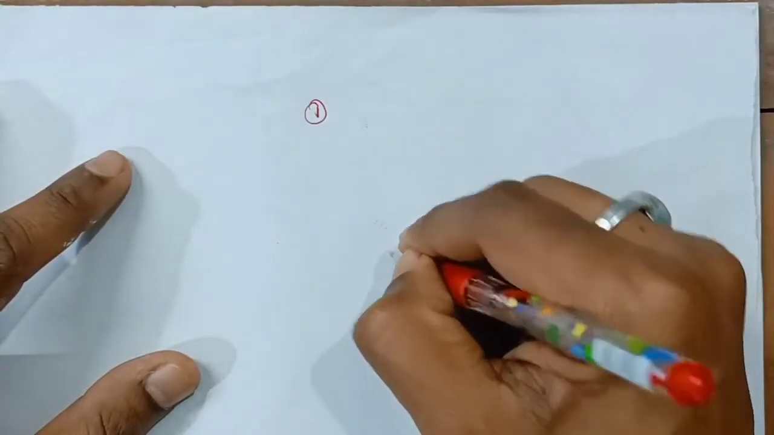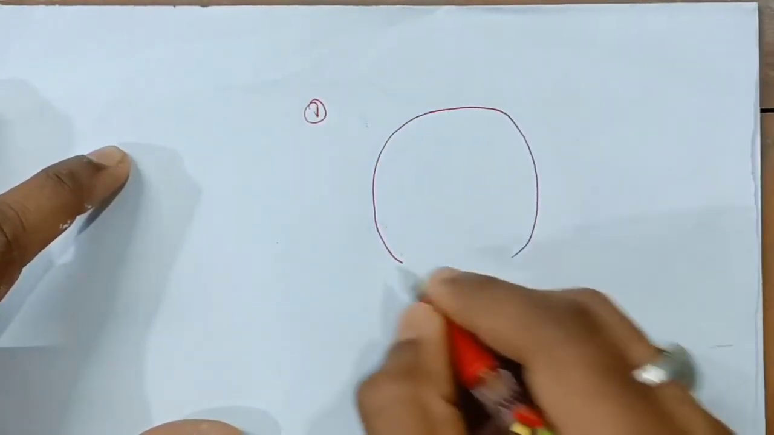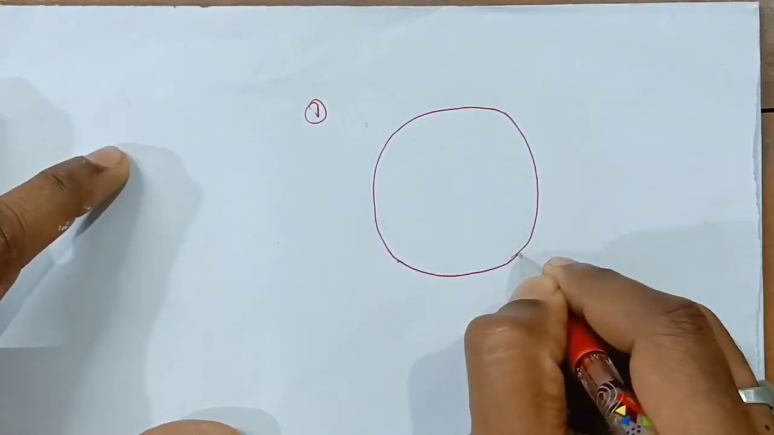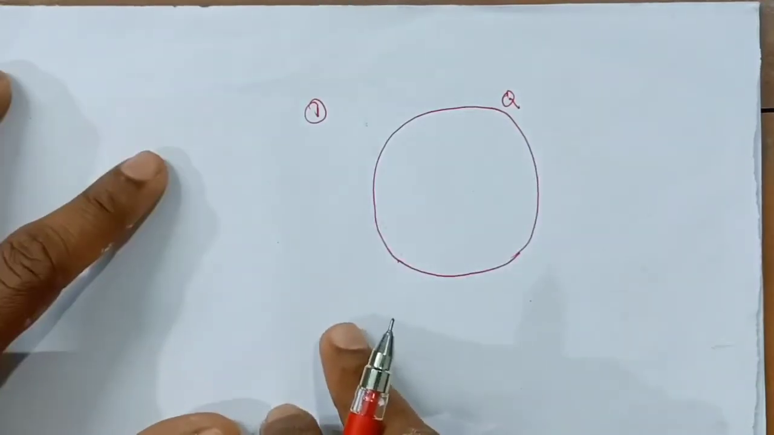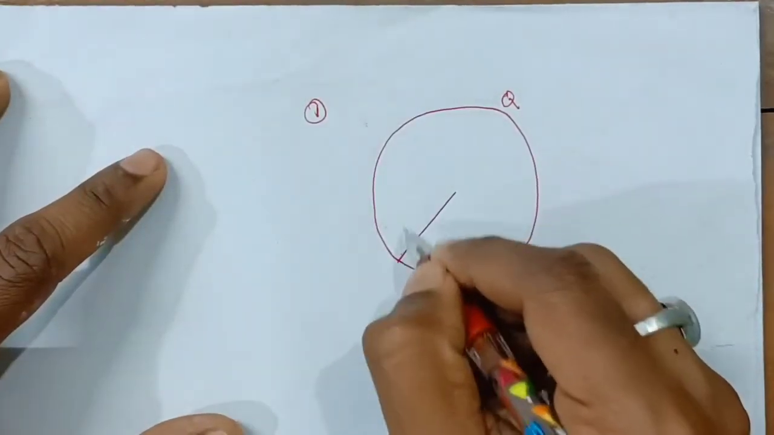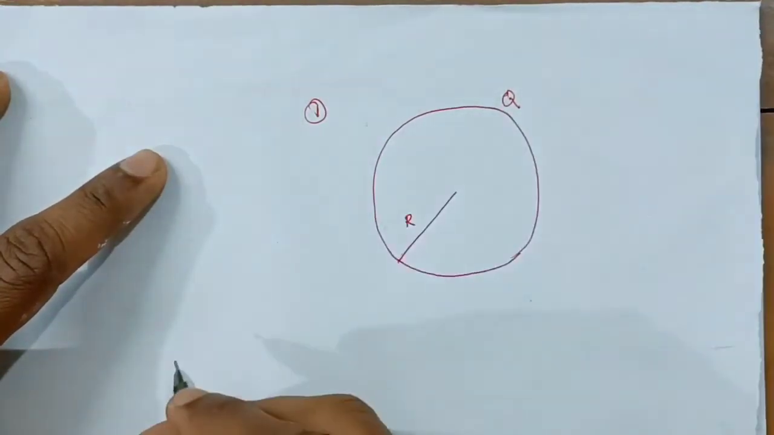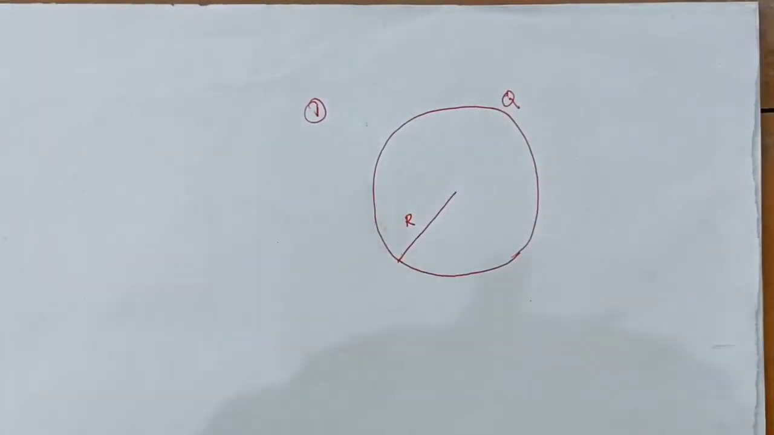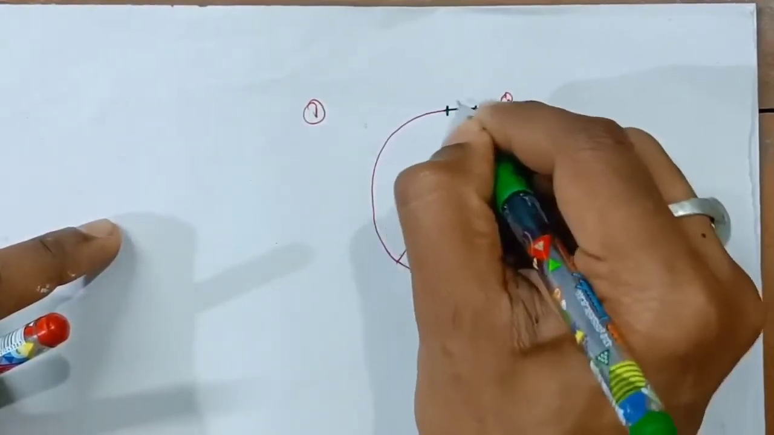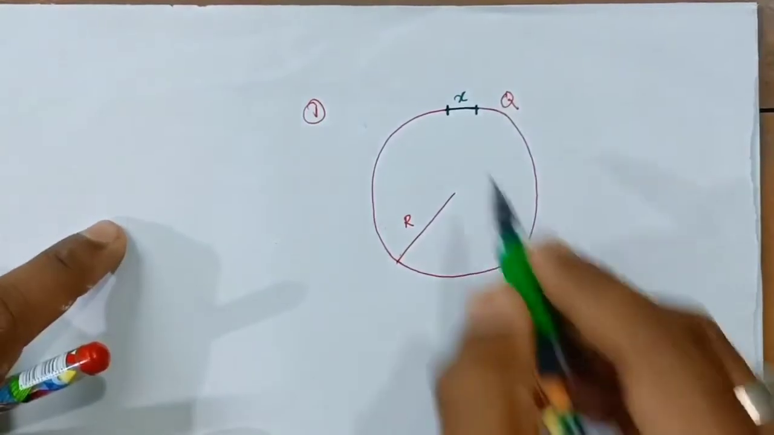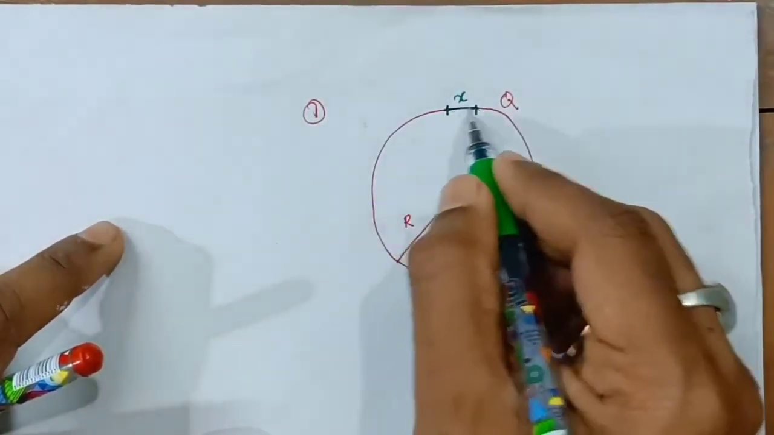This is a non-conducting ring having charge Q uniformly distributed, and the radius of the ring is R. What happened? A very small section of the ring has been removed, and the length of this small section is x.